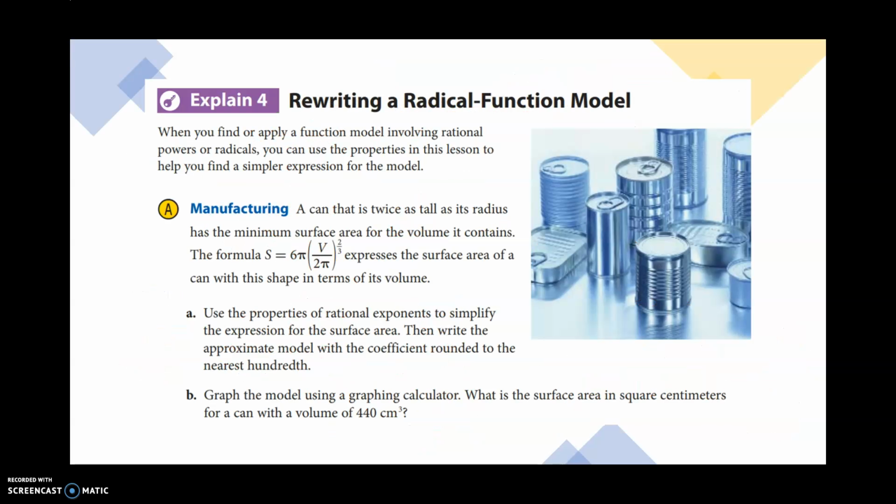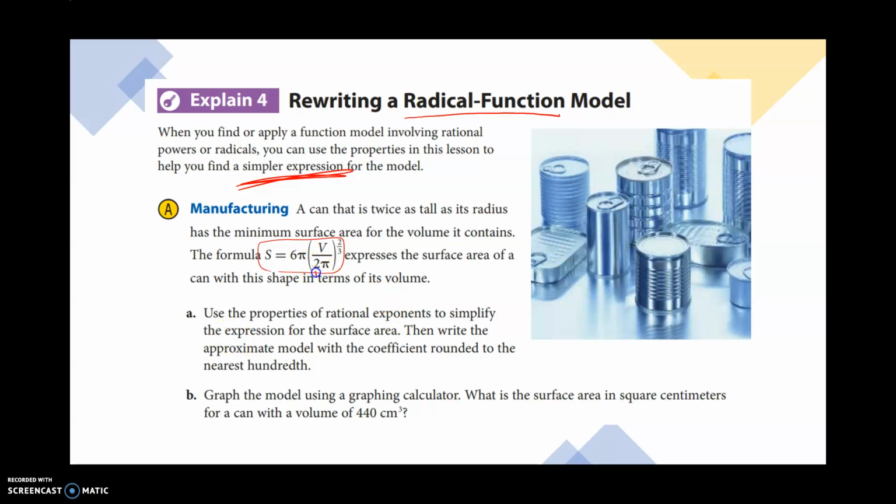All right, so we're going to try a word problem. It says, rewriting a radical function model. When you find or apply a function model involving rationals or radicals, you can use the properties in this lesson to simplify. So it says, a can that is twice as tall as its radius has this minimum surface area right here. Now, use the property of rational exponents to simplify this expression.